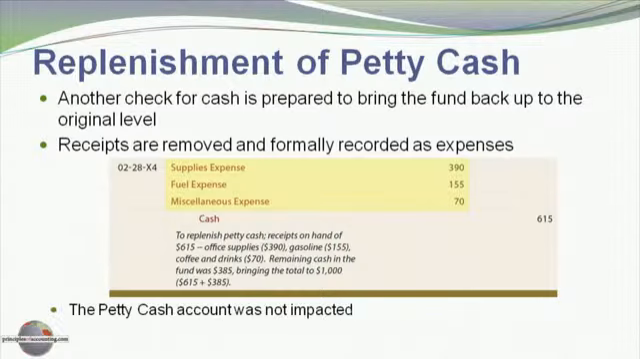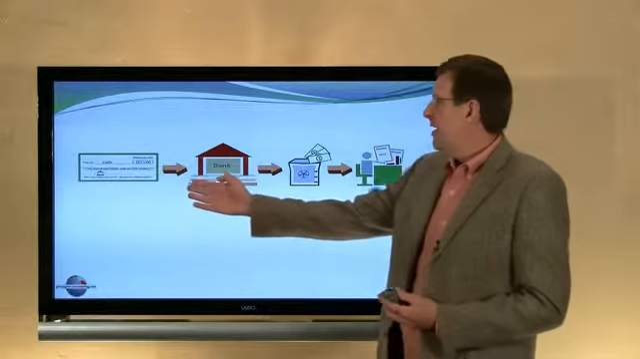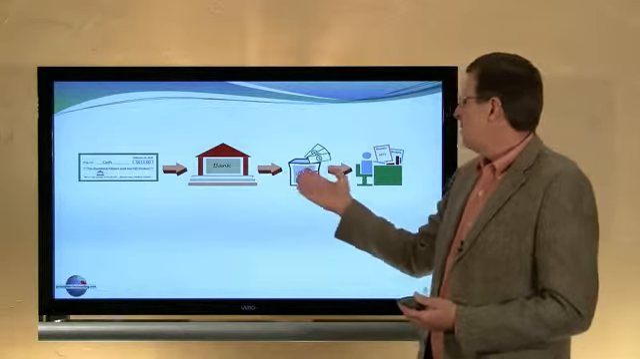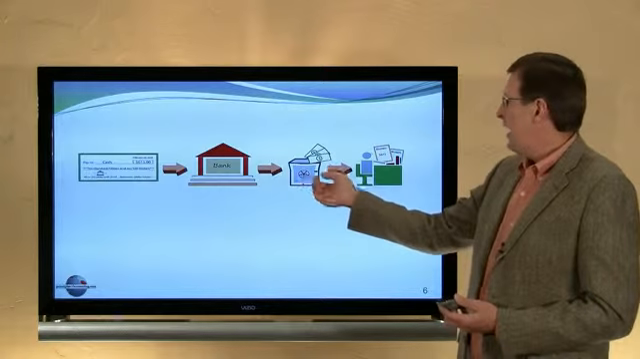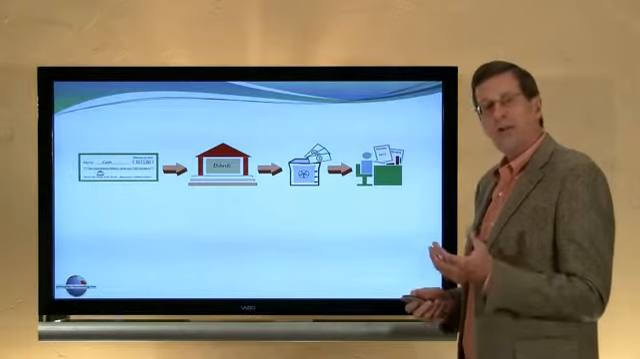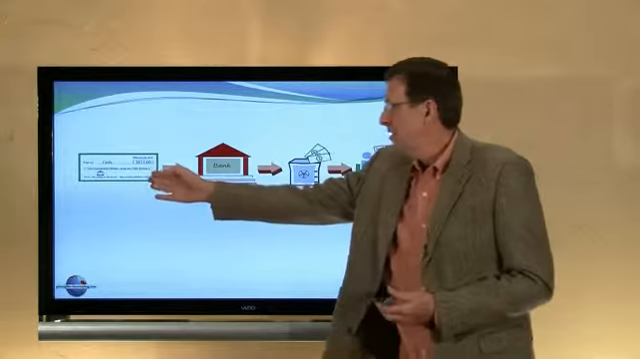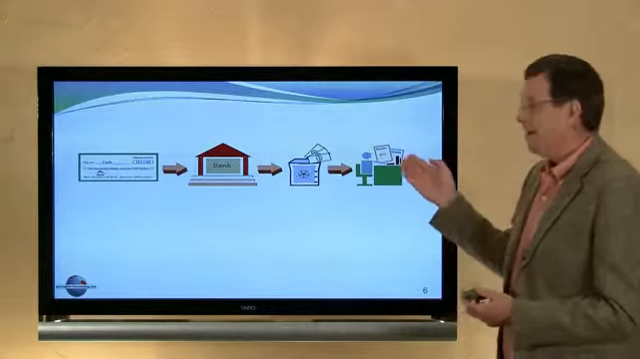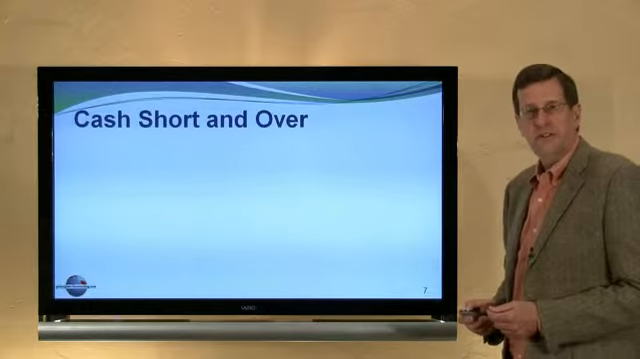Notice that the petty cash account itself is not impacted. It still carries a $1,000 balance. The petty cash fund was initially debited for $1,000, and it's not changing. This is a credit to cash, not a credit to petty cash. So to review, we have a $615 check taken to the bank. The money is taken, placed into the petty cash box, and the receipts are taken out and recorded in the accounting records. That journal entry was credit cash, $615, and debit the various expense accounts for a total of $615.